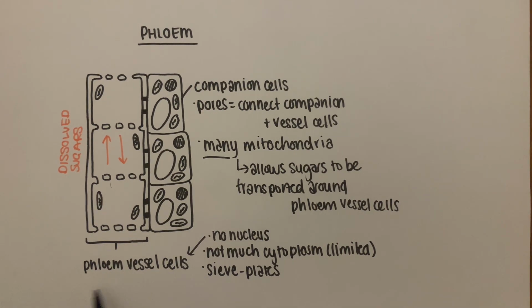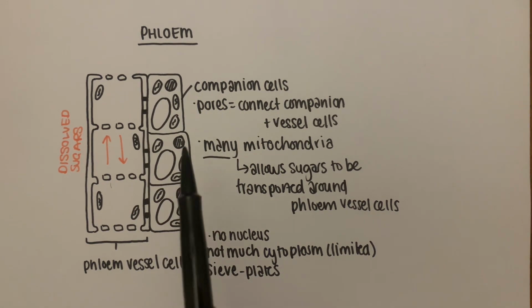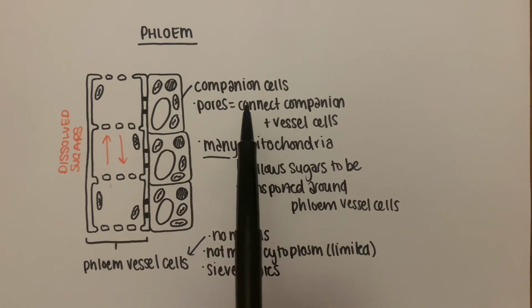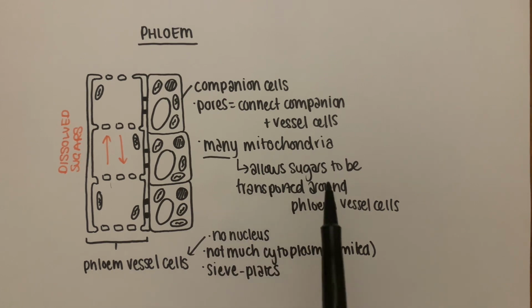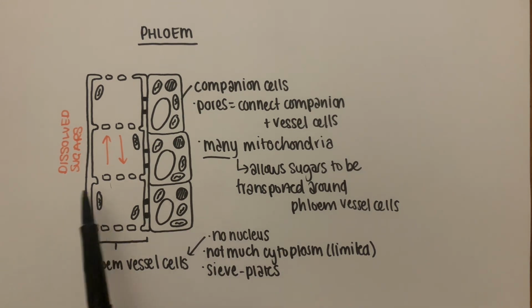So remember, we've got our phloem vessel cells, which actually transport the dissolved sugars up and down the plant. We've got a tiny bit of cytoplasm in these cells, but they have been broken down. We've got some mitochondria, but then we've got the companion cells, which are next to these phloem vessel cells, and they contain pores, which connect the companion and vessel cells. They have many mitochondria to allow sugars to be transported around the phloem vessel cells, so they produce energy to allow this. And then remember, the phloem vessel cells have no nucleus, not much cytoplasm, and then we've got the sieve plates here, which actually allow the dissolved sugars to move around the plant.